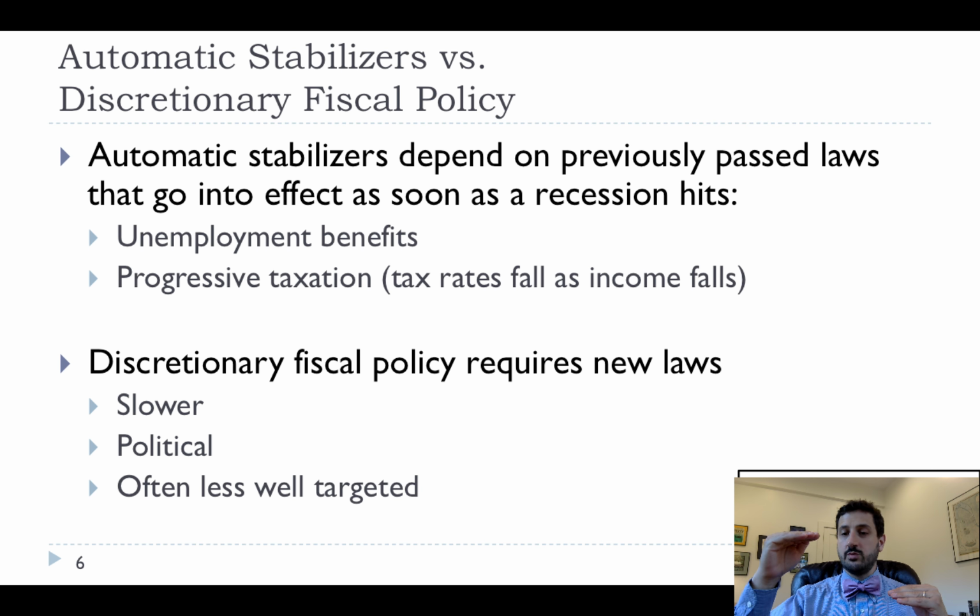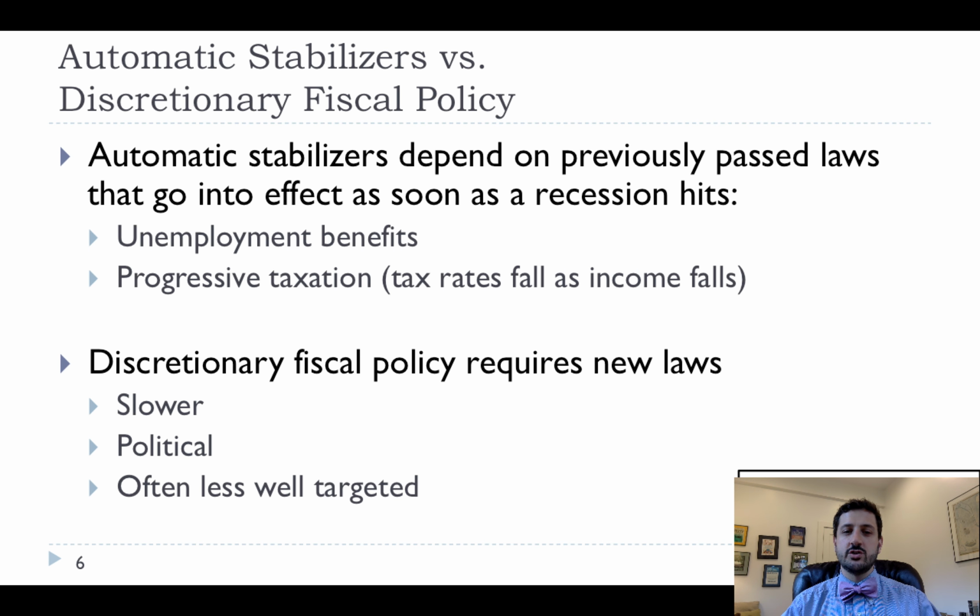Well, during a recession, people's income tends to fall, which means that their tax rates fall, so that disposable income doesn't fall by as much as market income. Discretionary fiscal policy requires a new law, like the American Recovery and Reinvestment Act in 2009.